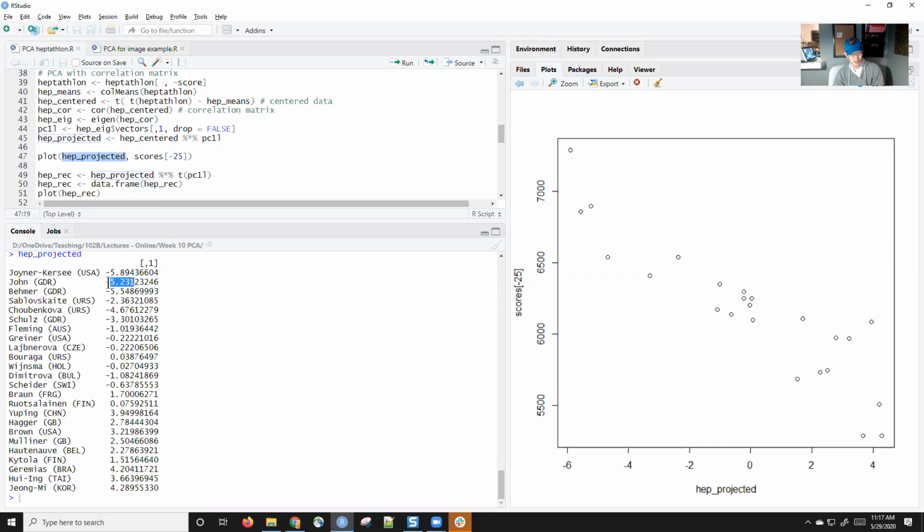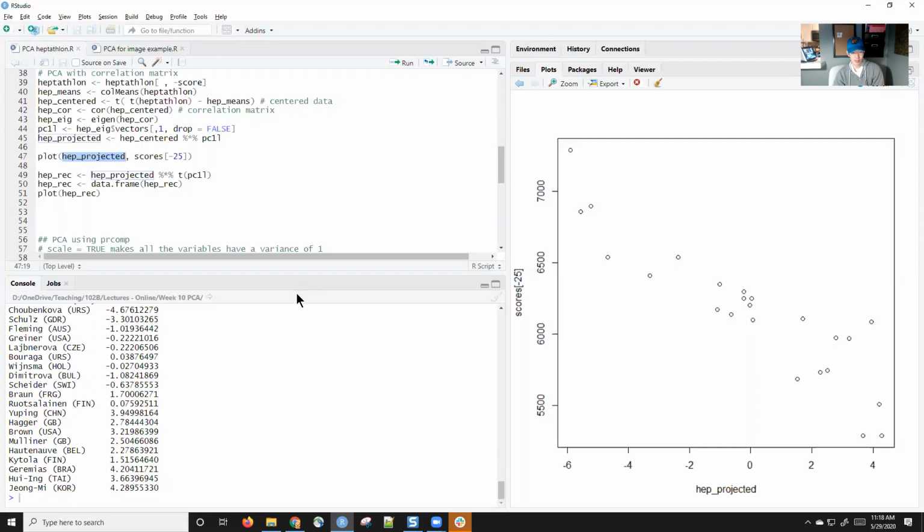But we're recovering a lot of the original information. So this is a good thing. This is something that we want, okay? And yeah, that's what we get.